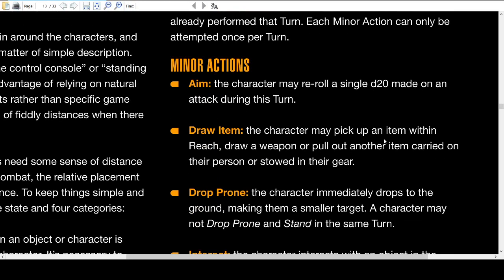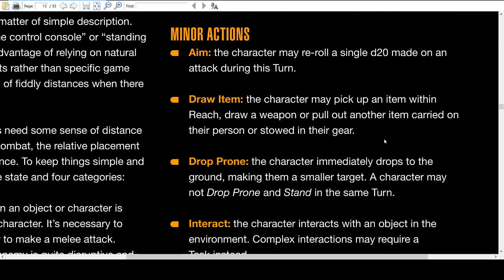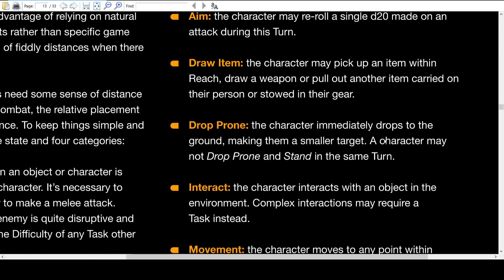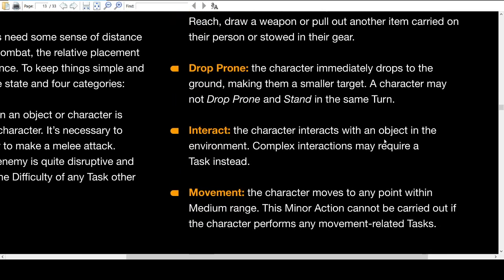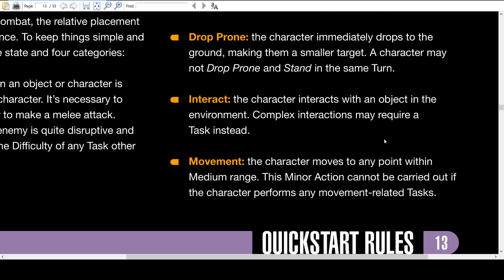So minor actions, the first one we have is aim. The character may reroll a single d20 made on an attack during this turn. Draw item, the character may pick up an item within reach, draw a weapon, or pull out another item carried on their person or stored in their gear. Drop prone, the character immediately drops to the ground, making them a smaller target. A character may not drop prone and stand in the same turn. Interact, the character interacts with an object within the environment. Complex interactions may require a task instead.